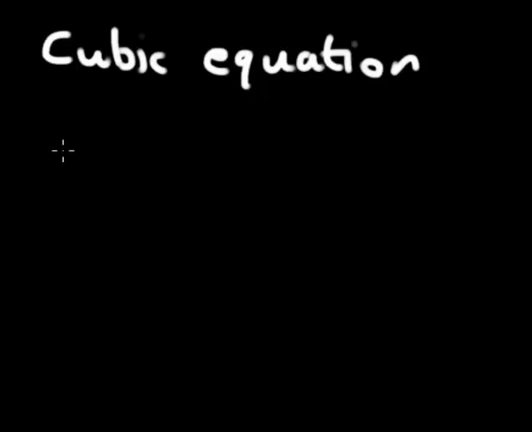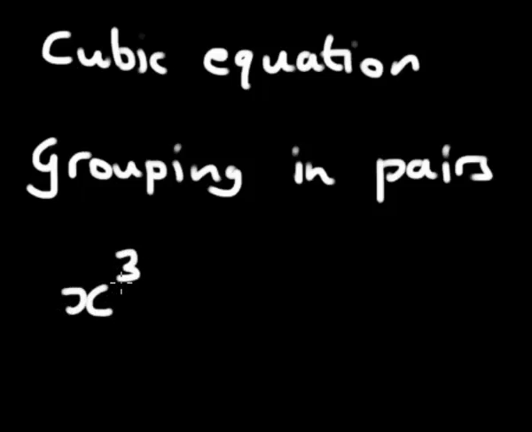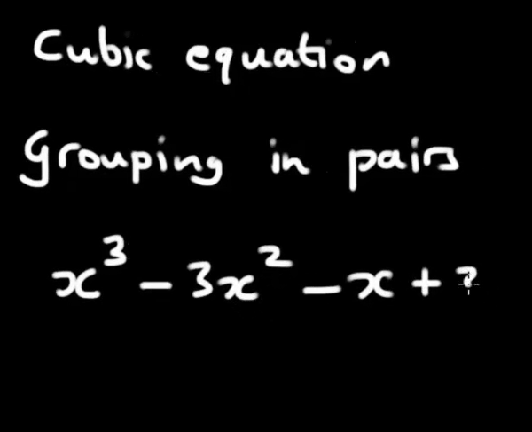Let's go and revise the cubic equation from grade 10 days, and we're going to be looking at the concept of grouping in pairs. Now how does this work? Let's look at an example. Firstly, what is a cubic equation? Well, it looks something like this: x cubed minus 3x squared minus x plus 3 is equal to 0.